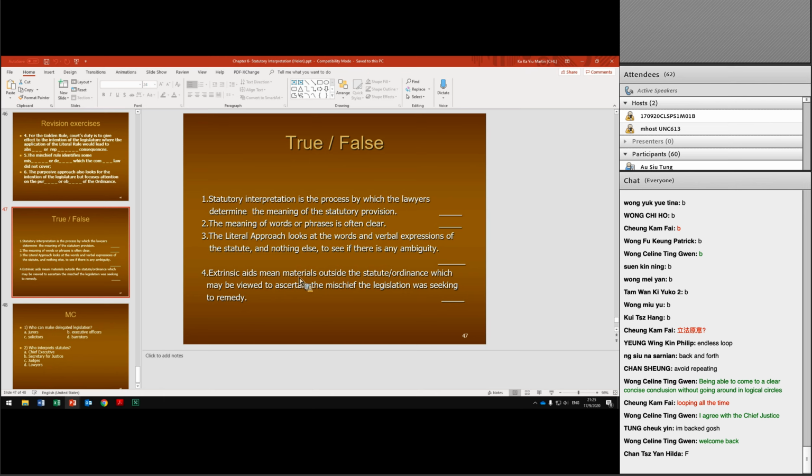It is the correct meaning of the literal rule. Number 5, extrinsic aid means material outside the statute or ordinance which may be viewed to ascertain the mischief the legislation was seeking to remedy. Again, the answer should be yes.